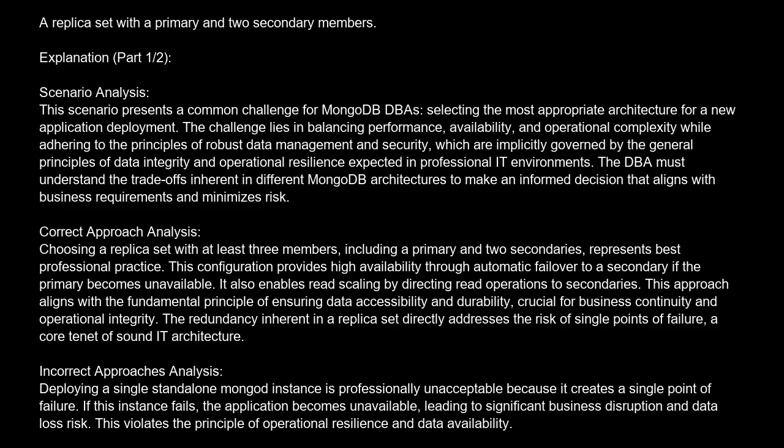Correct approach analysis. Choosing a replica set with at least 3 members, including a primary and 2 secondaries, represents best professional practice. This configuration provides high availability through automatic failover to a secondary, if the primary becomes unavailable. It also enables read scaling by directing read operations to secondaries. This approach aligns with the fundamental principle of ensuring data accessibility and durability, crucial for business continuity and operational integrity.